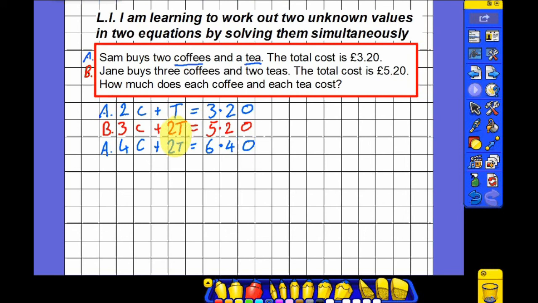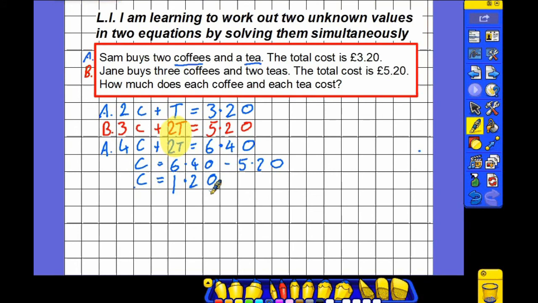So, we're going to have 4 coffees, take away 3 coffees. Well, that's just going to give us 1 coffee. We're going to have 2 teas, take away 2 teas. Well, that's going to leave us with no teas. And then lastly, we're going to have £6.40, take away our £5.20. And when we do that, £6.40 minus £5.20, what we get is £1.20. So we know now that each coffee equals £1.20.